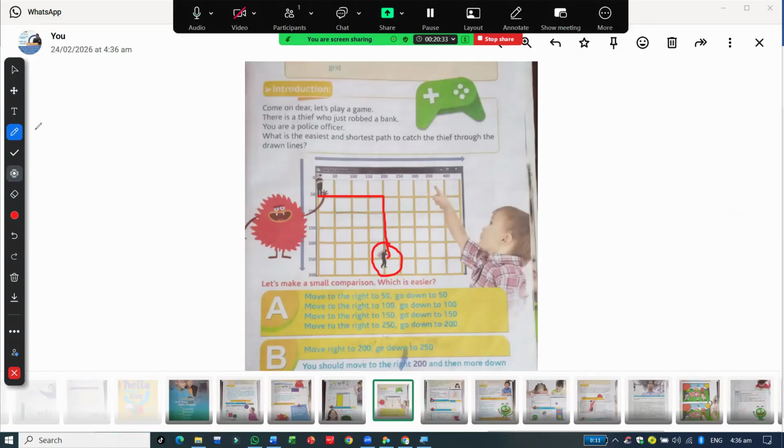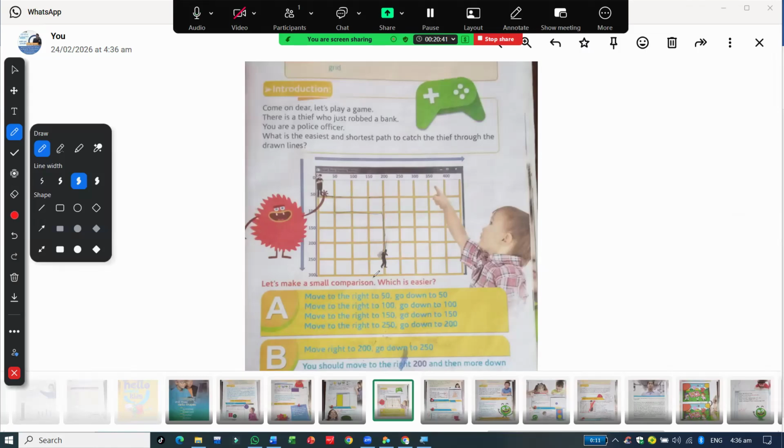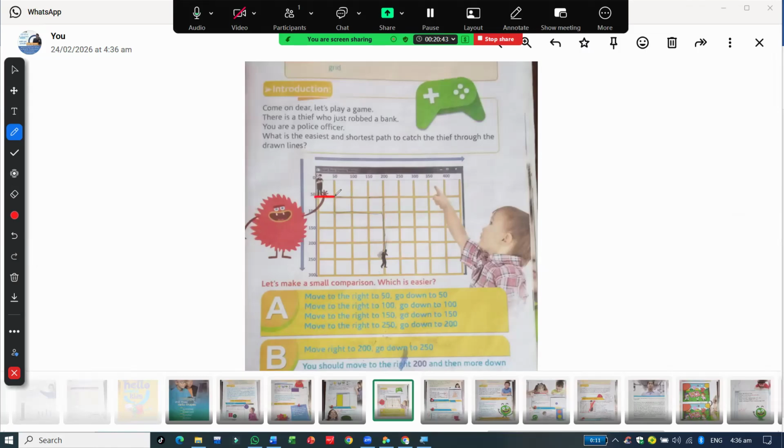Now, what is the procedure in the book? First you will see, it says you will move right 50. So I will move right 50 here and then go down 50. Go down 50 means, if you are at 0, you first come here and then move to 50. 50 means here is the value. And then move right to 100. Now I am moving towards the right 100, and 100 means there we have the value 100 of the y-axis.